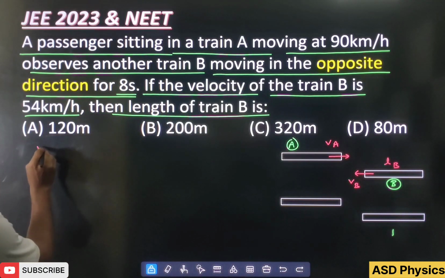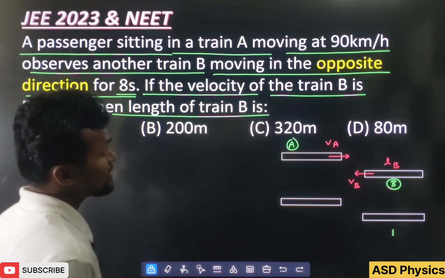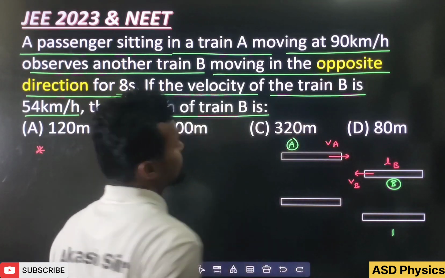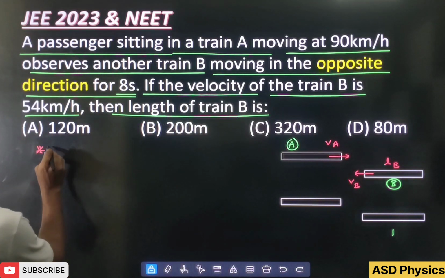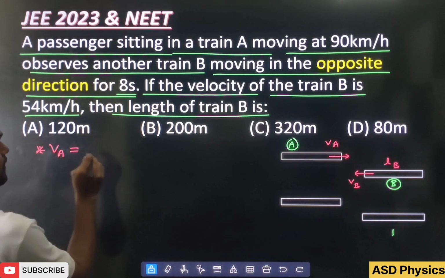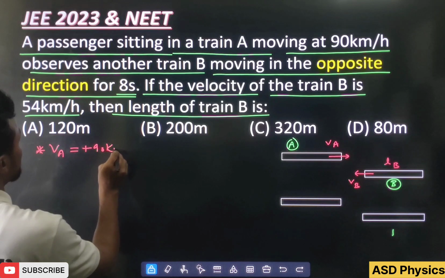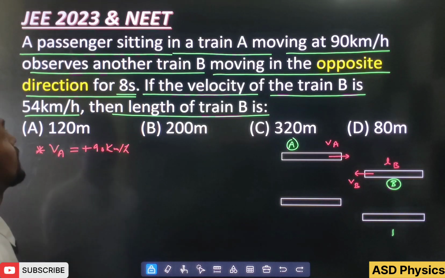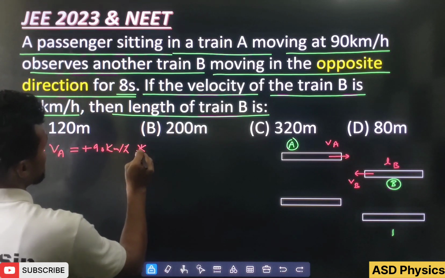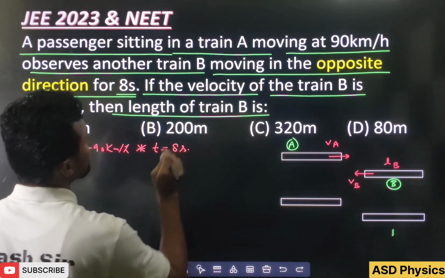First we'll note down the data. Train A is moving with 90 km per hour. So the velocity of train A is given in this direction as positive, so plus 90 km per hour. And train B is moving in the opposite direction for 8 seconds. Time is also given.